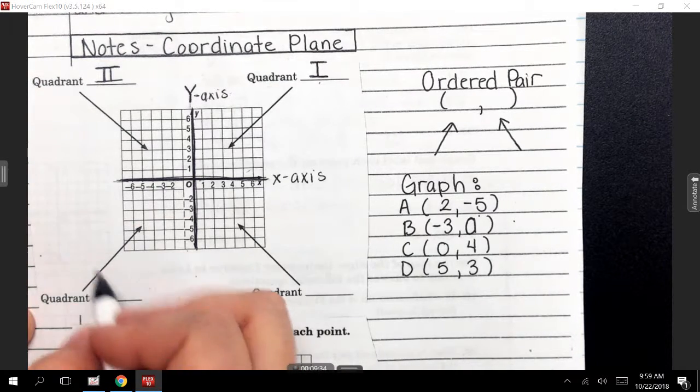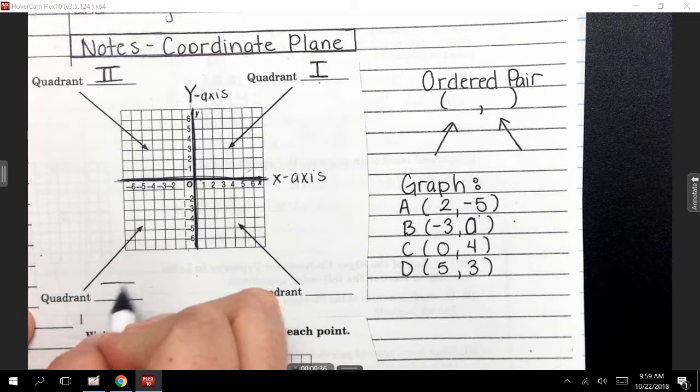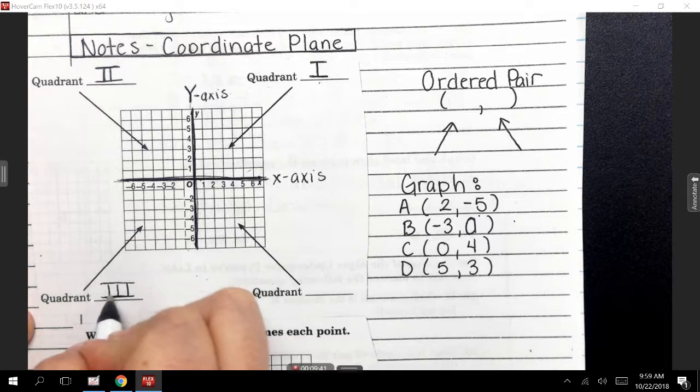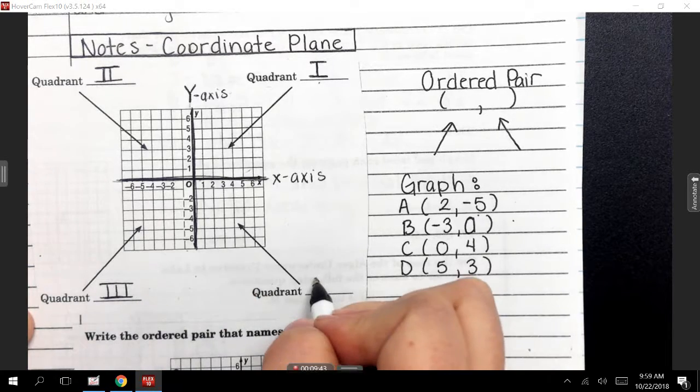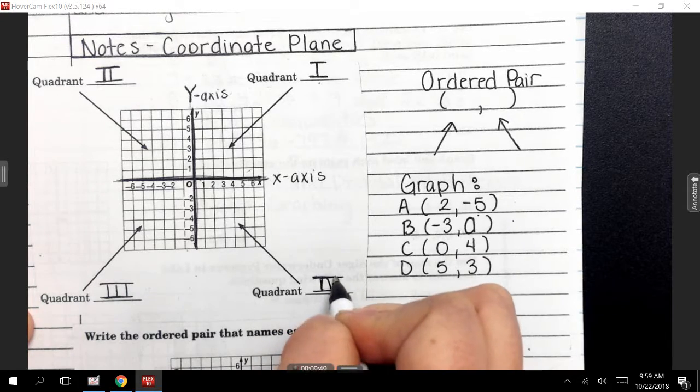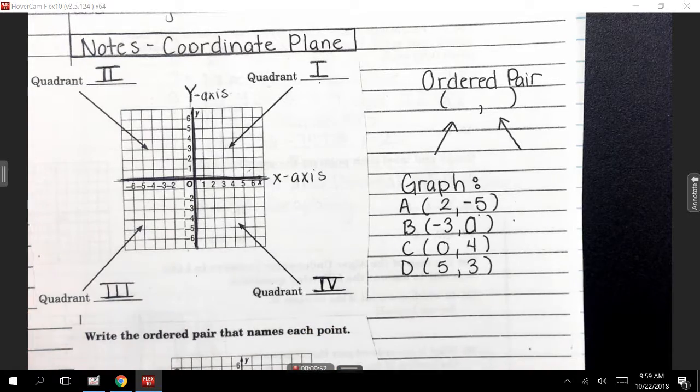Okay. And then we're going to keep going down in the circle, and then we're going to have quadrant 3, which has the 3 bars inside. Okay. And then quadrant 4, now this is the one that's different. Quadrant 4, we're going to have an I and a V inside. Okay.